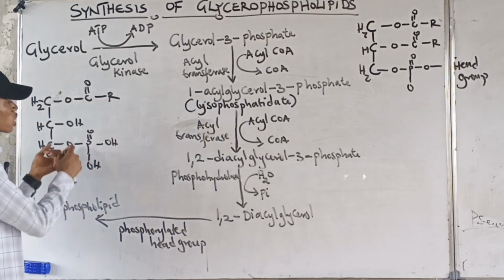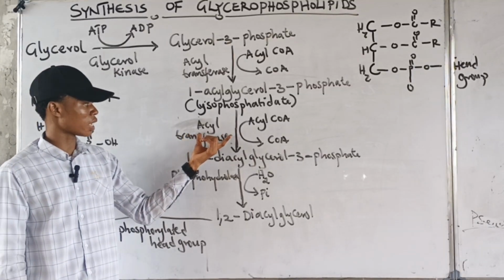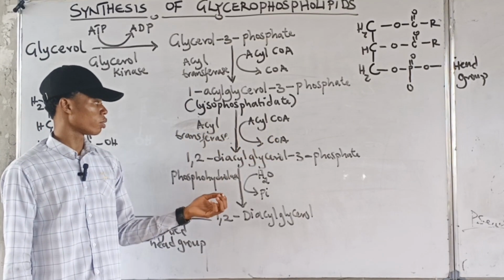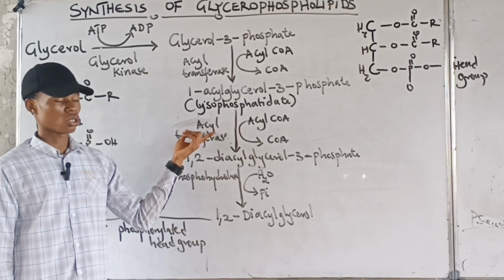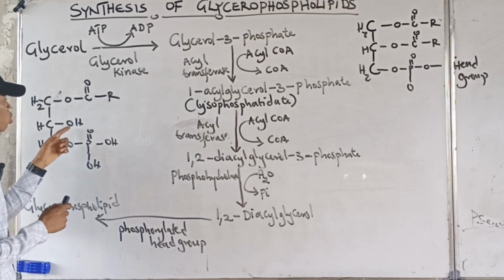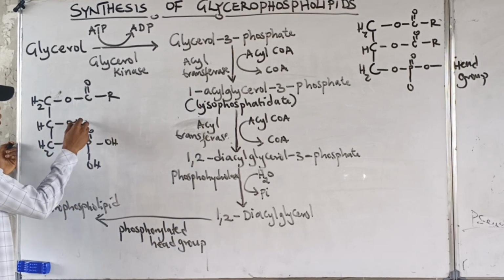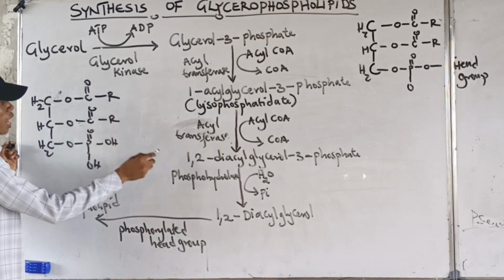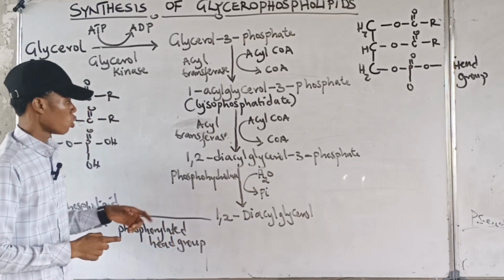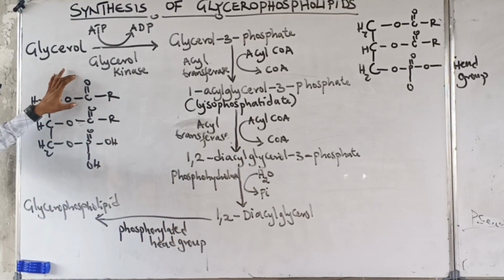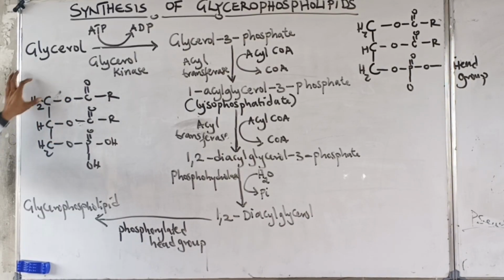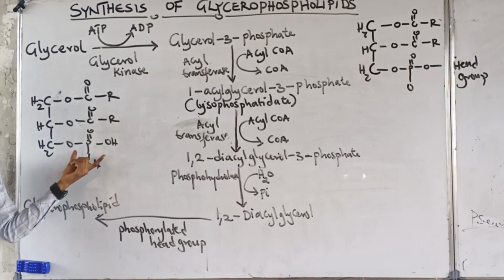Then we attach the next fatty acid. That's why we are bringing our acyl-CoA again, and CoA is leaving. The enzyme catalyzing that reaction is acyl transferase. So this time the fatty acid is attached on position 2. So we now have 1,2-diacyl glycerol 3 phosphate. 1,2 because we have one acyl group here, another acyl group on 2. So we have 1,2-diacyl glycerol 3 phosphate.